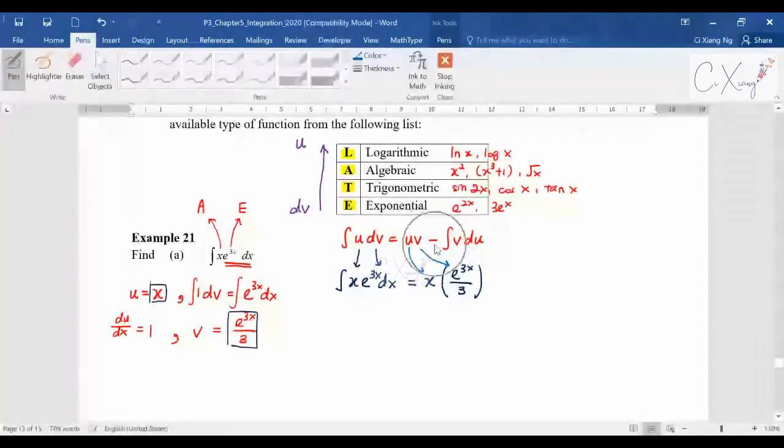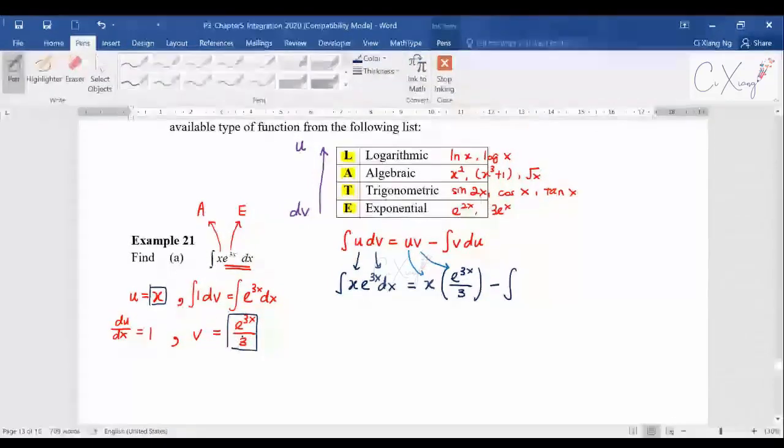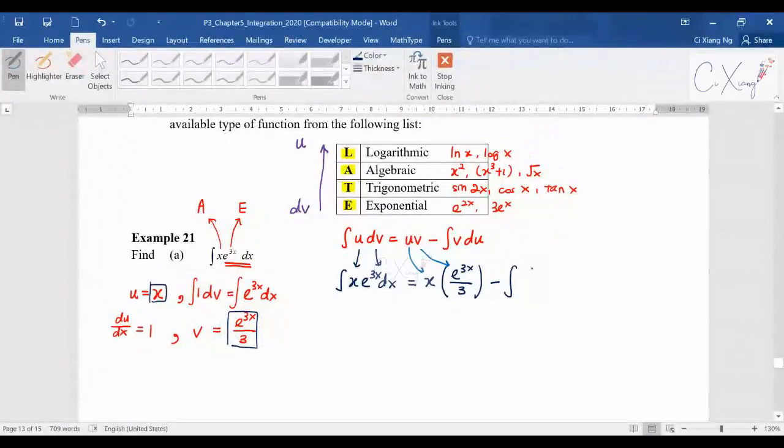After that, the formula is minus. You copy the minus. The formula has an integration sign, so you put the integration sign. And then the next one is v. So again, what is your v here? According to what you wrote just now, v is this, e power 3x divided by 3. And then there is du. So again, what is du? You can get it from here. Your du is actually equals to dx. So you just substitute the du here as dx.